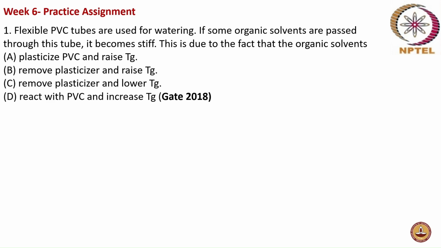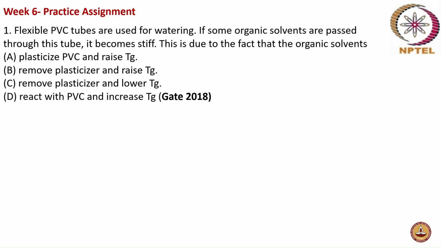Flexible PVC tubes are used for watering. If some organic solvents are passed through this tube, it becomes stiff. This is due to the fact that the organic solvent: plasticizes PVC and raises the TG; removes the plasticizer and raises the TG; removes the plasticizer and lowers the TG; or reacts with PVC and increases the TG. So, react with PVC and increase TG. Does it react with PVC and increase TG?